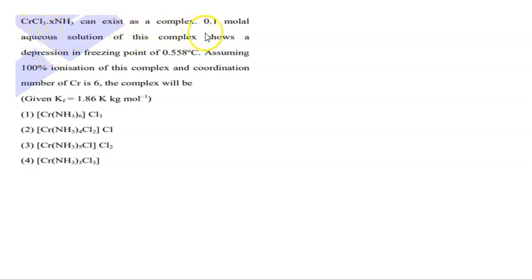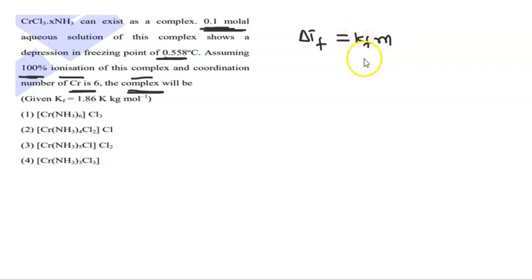CrCl3·xNH3 can exist as a complex. A 0.1 molar aqueous solution of this complex shows a depression in freezing point as 0.558. Assuming 100% ionization of this complex, coordination number of chromium is 6, the complex will be. This is a question related to both coordination chemistry and dilute solutions colligative property concept.